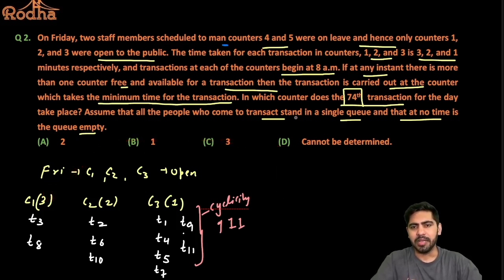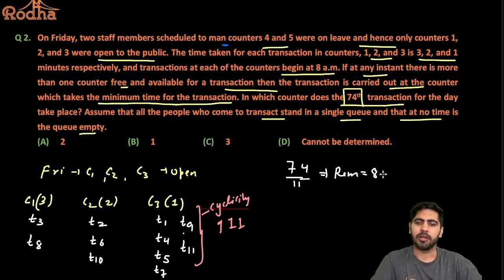So similarly, I need to find the 74th term of the cycle here, right? So can I say, because there's a cyclicity of 11 here, if I divide 74 by 11, my remainder is nothing but equal to 8? Why? Because 11 times 6 is 66, so the remainder has to be 8.